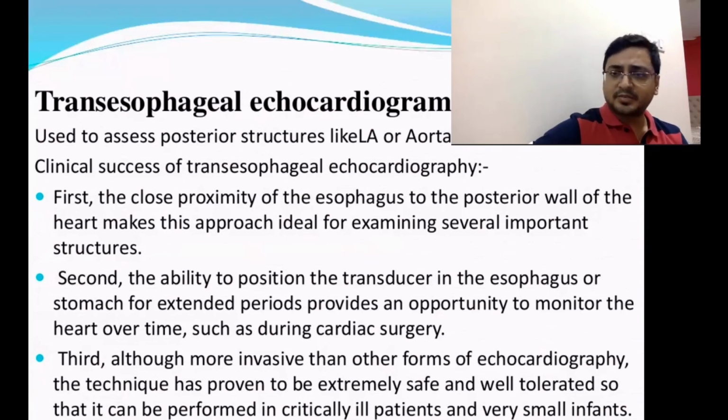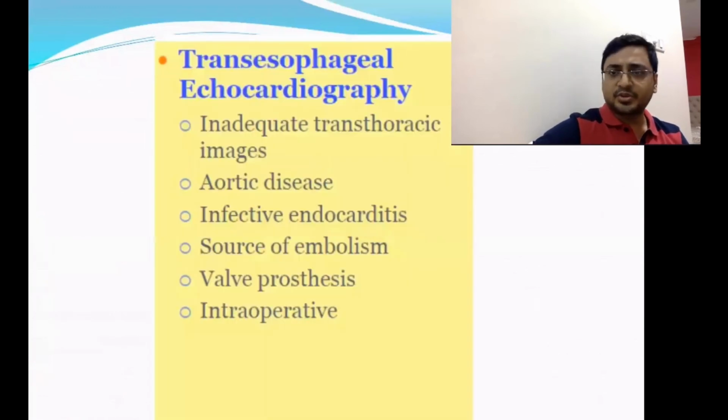This is done by introducing the probe through the esophagus. The close proximity of the esophagus to the posterior wall of the heart makes it very useful for this examination. Therefore, it is used in several disorders, especially in mitral stenosis, where we want to look into the left atrium for any clot, and in cases of infective endocarditis to look for vegetations, and also in cases of prosthetic valve disorders.